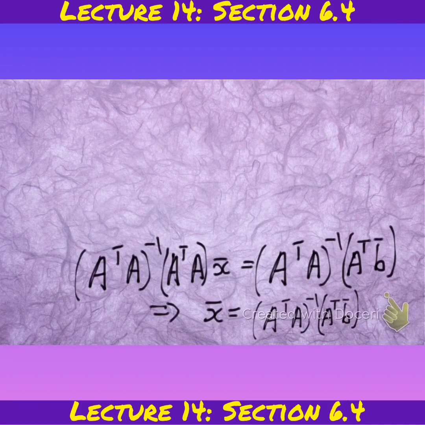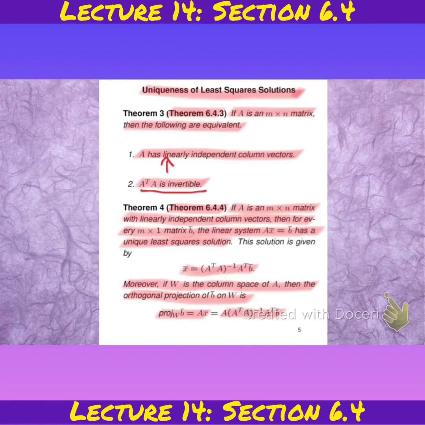And remember, guys, be careful that you cannot now distribute this inverse over those two matrices, because A and A transpose are not necessarily square matrices. We know the inverse is only defined for square matrices, but the product of A transpose with A is a square matrix. So therefore we can solve for x exactly. Right, so that is what this whole theorem is about.